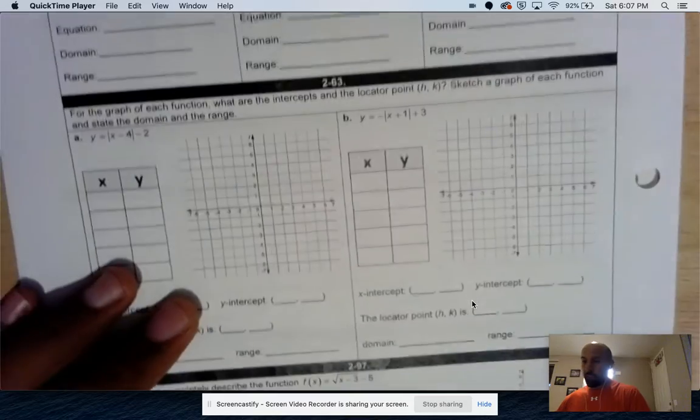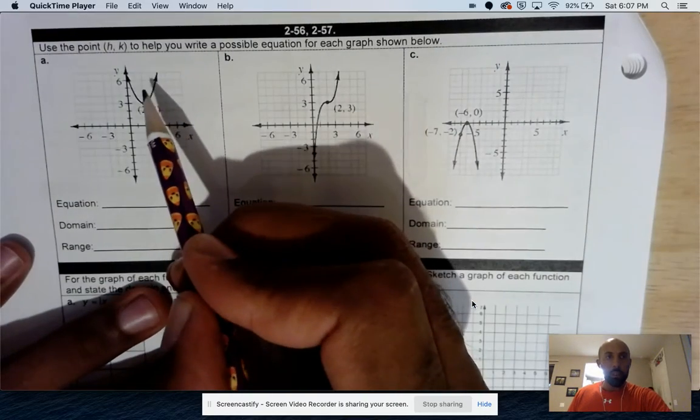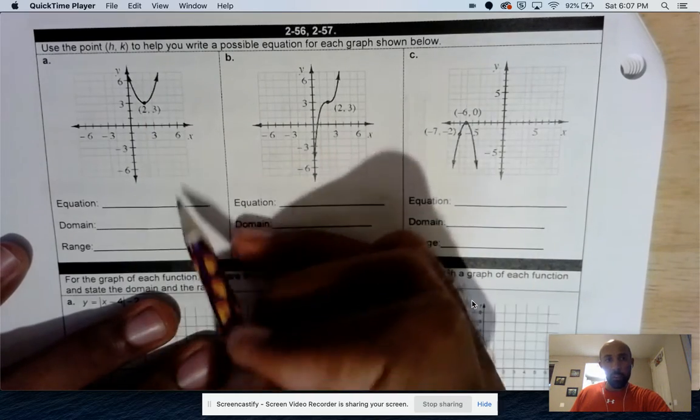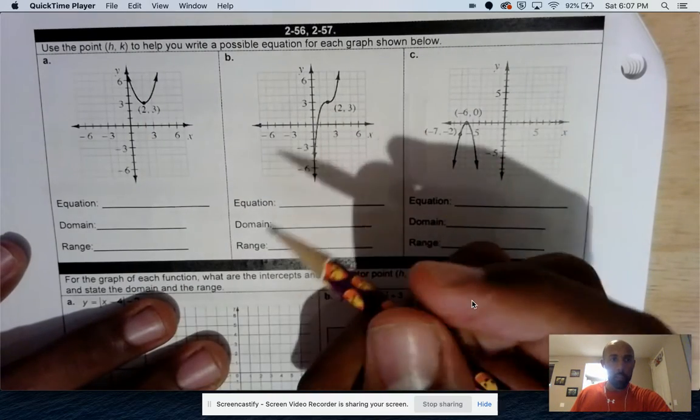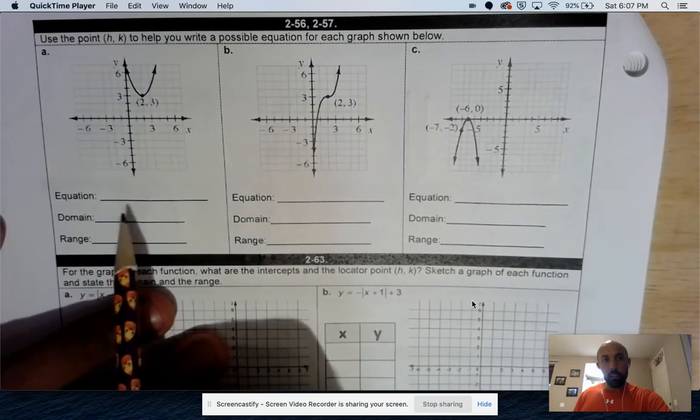Okay, so now on this back page, we can use it. It's pretty much the same questions. Now we're going to use the HK point, or vertex, or locator point to figure out the equation. And then we've got to state the domain. So go back to last week, or week 1, to figure out the domain here.